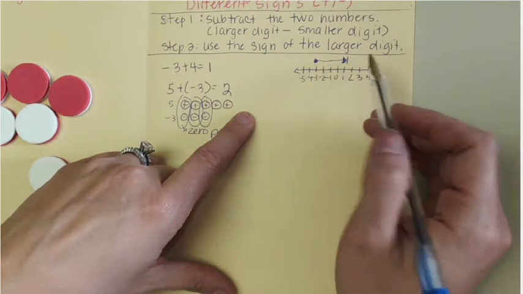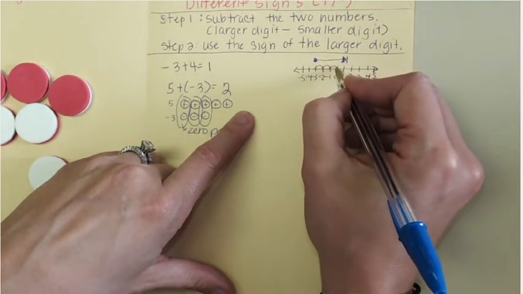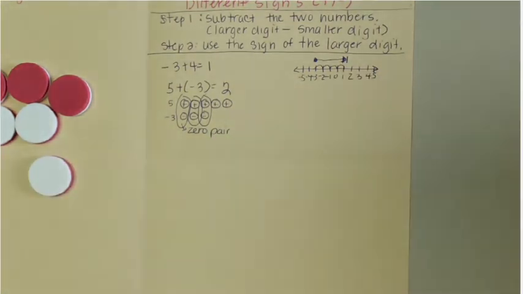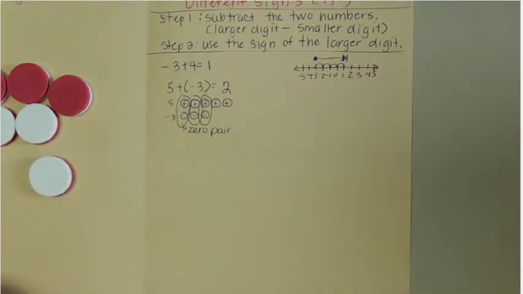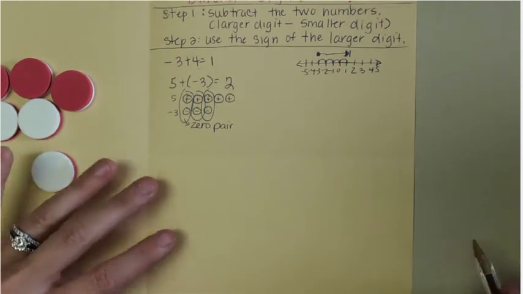If drawing the arrow is kind of hard, you can do bunny hops, 1, 2, 3, 4 to the right, and then just draw your arrow above, but the arrow is required. Okay, let's look at this one. 5 plus a negative 3.